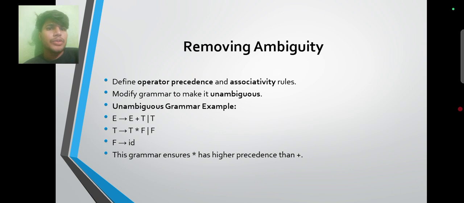Removing ambiguity. Define operator precedence and associativity rules. Modify the grammar to make it unambiguous. Unambiguous grammar example: E → E + T | T, T → T * F | F, F → id. This grammar ensures that * has higher precedence than +.